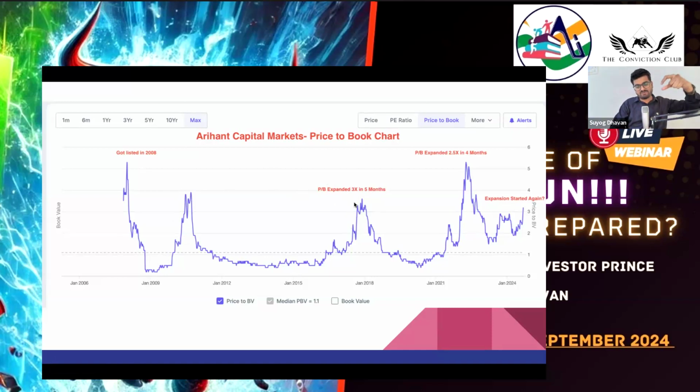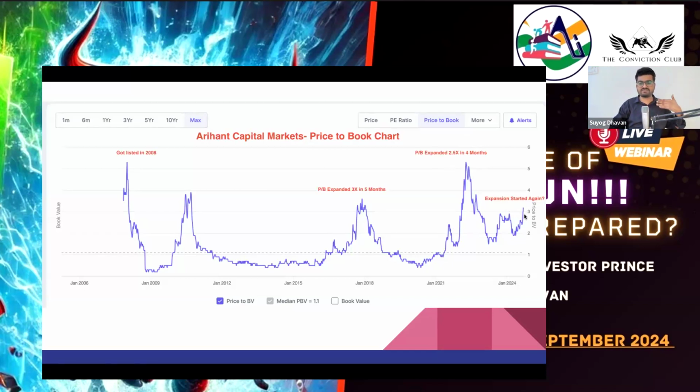So in the last phase of a bull run, broking companies become very big multi-baggers. That happened even before 2018. Once again, before the 2021 fall, which led all the way to the Adani fiasco, 9 months were bad for small caps. Even then, in 4 months, the price to book value expanded by 2.5x. And today it has just started, because it has just given a breakout.